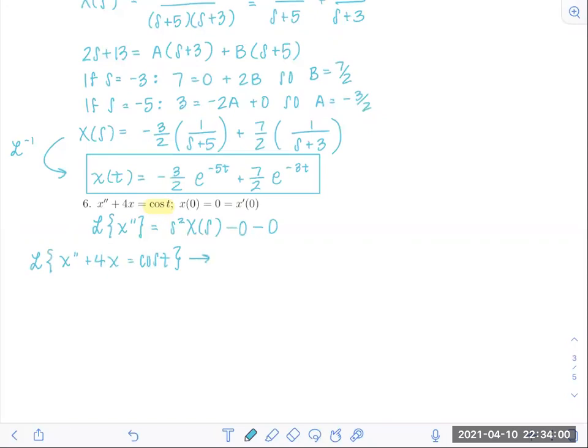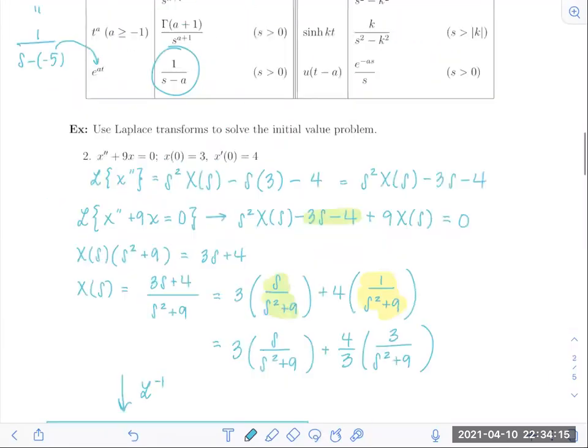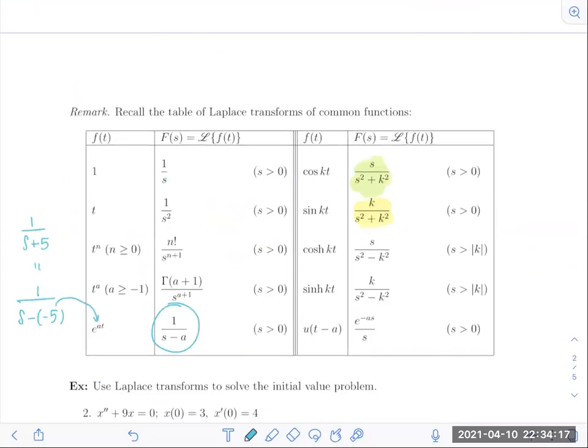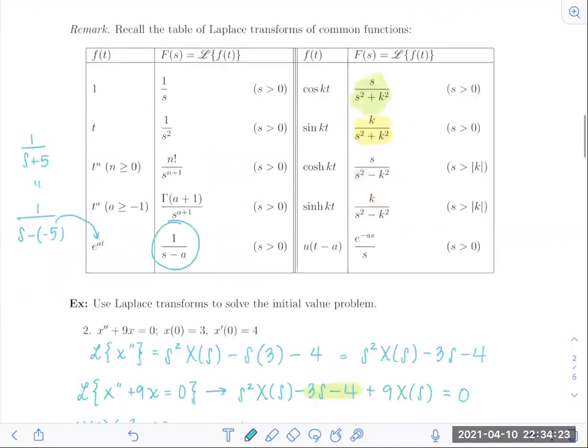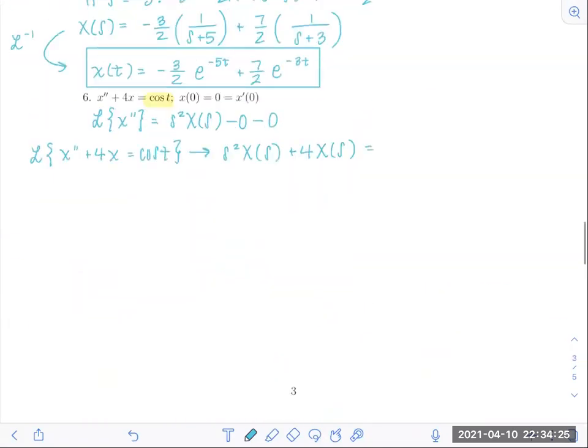So that's going to give me my s squared X(s) plus 4X(s) equals, I need to know what the Laplace transform of cosine t is. So let's scroll back up. Cosine of t is going to be s over s squared plus 1. So I'm going to add that in, s over s squared plus 1.